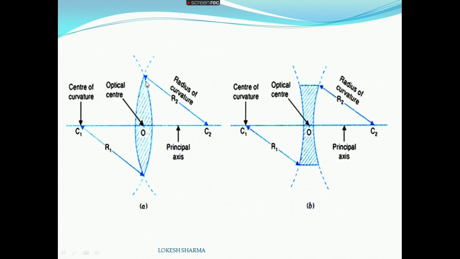Now observe these pictures. This is the lens, a convex lens. It is bulged outward. This line joining C1 and C2 is the principal axis. This is the radius of curvature, and this is the optical center, the middle of the lens. Similarly, this is a concave lens in which the surfaces are curved inward. The line joining C1 and C2 is the principal axis. This is the radius of curvature, and the middle point of the lens is the optical center.